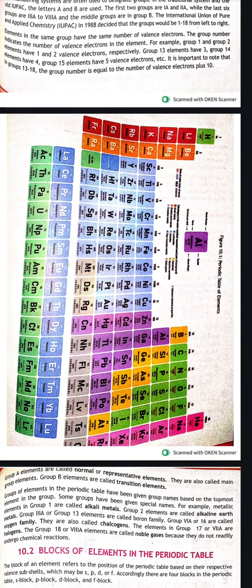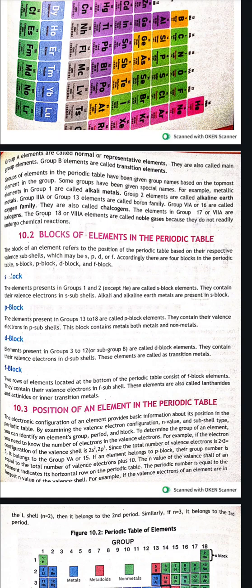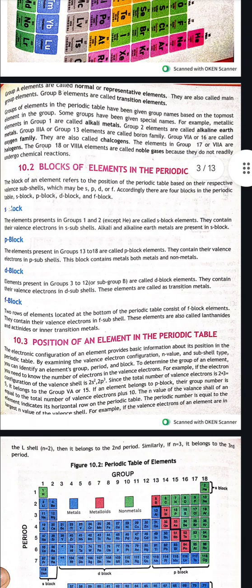And these two rows that are present below the periodic table, these are the lanthanide and actinide series, and this is the F block. So now we are going to discuss the blocks of the elements in the periodic table. So we have the 4 blocks: S, P, D and F.